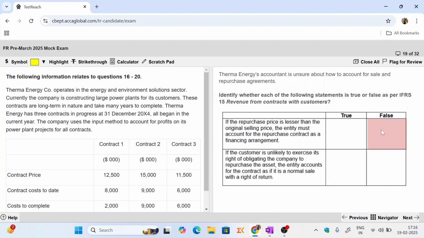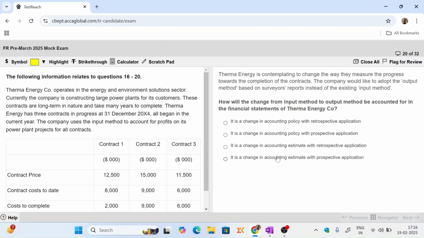Moving to the second statement, if the customer is unlikely to exercise the right of obligating the company to repurchase the asset, the entity accounts for the contract as if it is a normal sale with a right of return. Now this statement is absolutely true. Why? If the customer is not going to come back to us to repurchase the asset, then we hold it as a contract as if it is a normal sale with a right of return. So this statement is absolutely true.